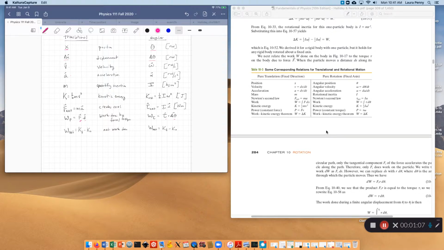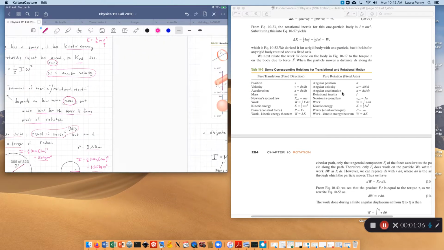And then the work kinetic energy theorem is still the same. However much kinetic energy you have finally minus initially, that's your net work, where the net work could be the work done by torques, not just the work done by a force. And the book has a version of that over here. Again, how are they compared to each other?